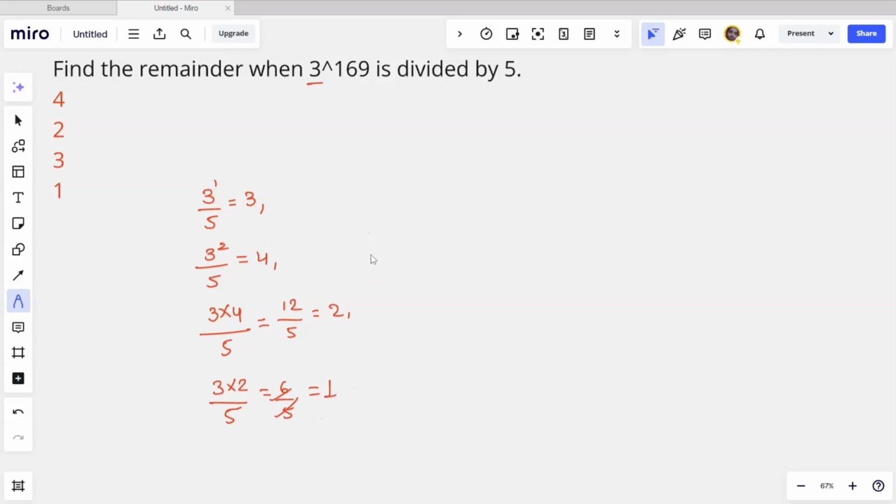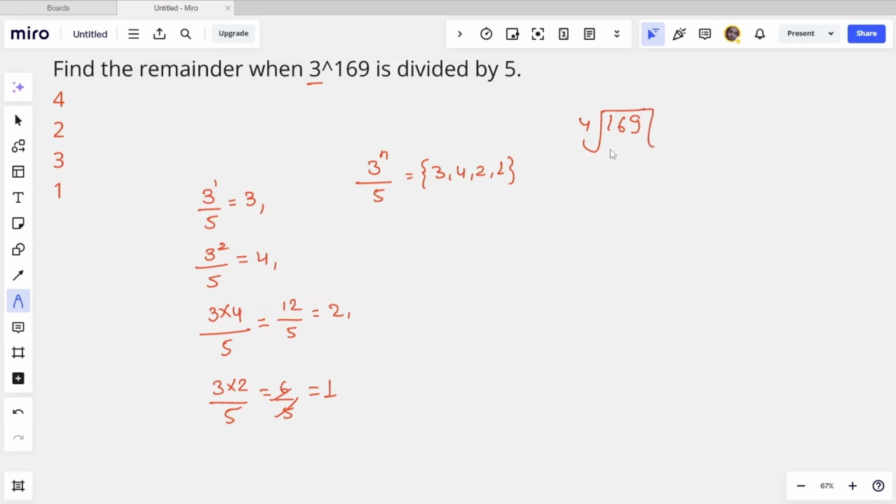As we know, when we get the remainder as 1, the cyclicity ends. So we can say that 3 raised to the power n divided by 5 follows a remainder cyclicity which is 3, 4, 2, 1. So as we have 4 elements in our remainder cycle, it means we will divide our power by 4.